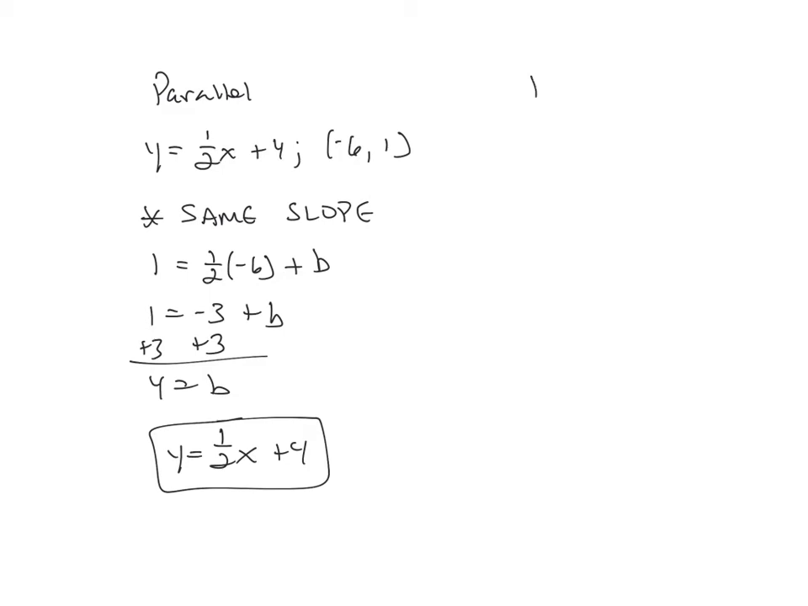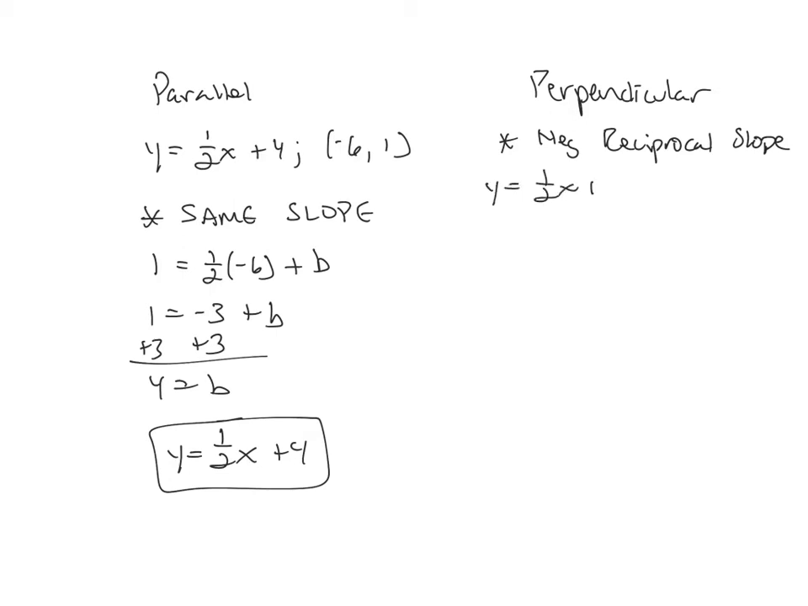Okay. So for perpendicular, remember we have negative reciprocal slope. So if I did the same problem but perpendicular, instead of the slope being 1/2, it's going to be negative 2. I'm going to switch it from positive to negative, and then I'm going to flip it over. Negative reciprocal. So when I plug it in, 1 for the y, negative 2 for the slope, negative 6 for the x part.